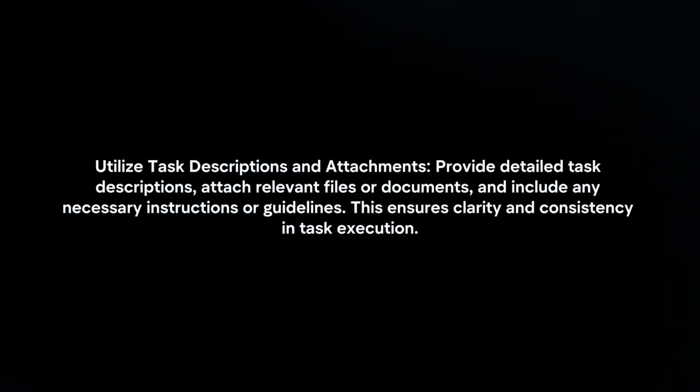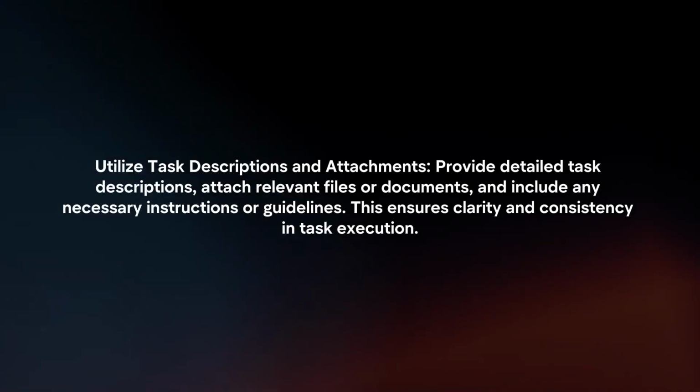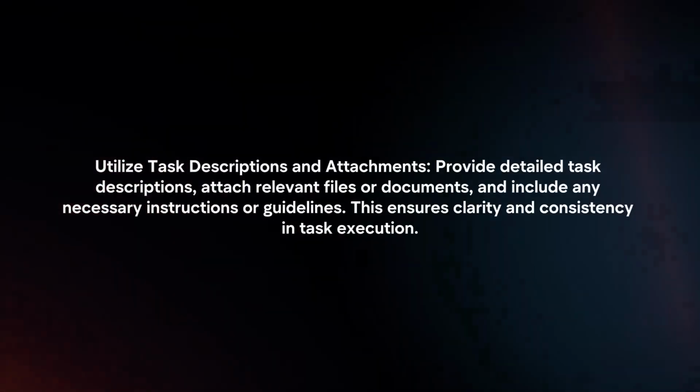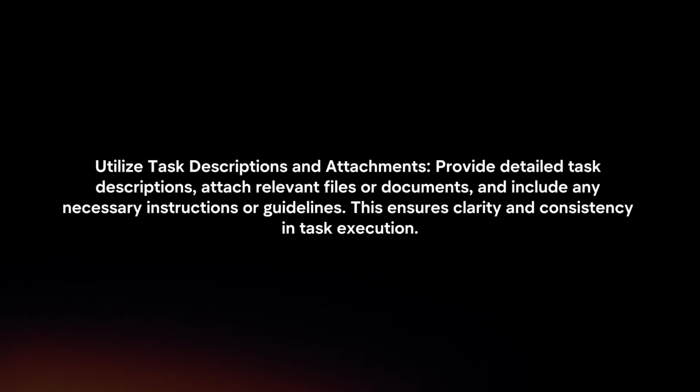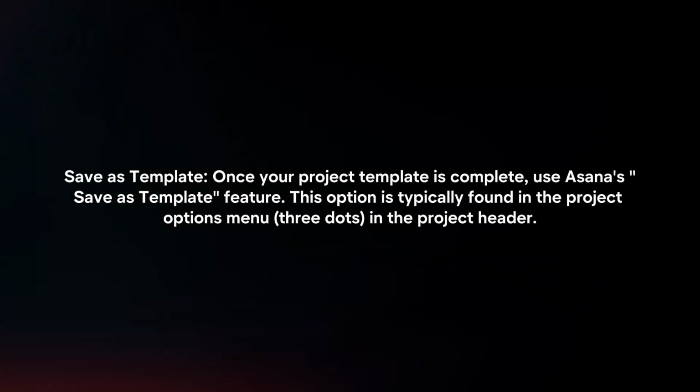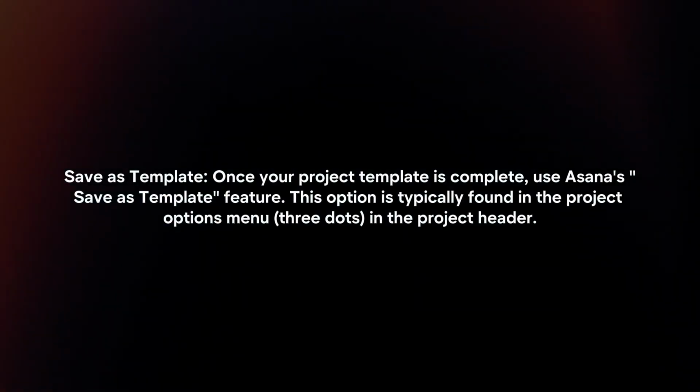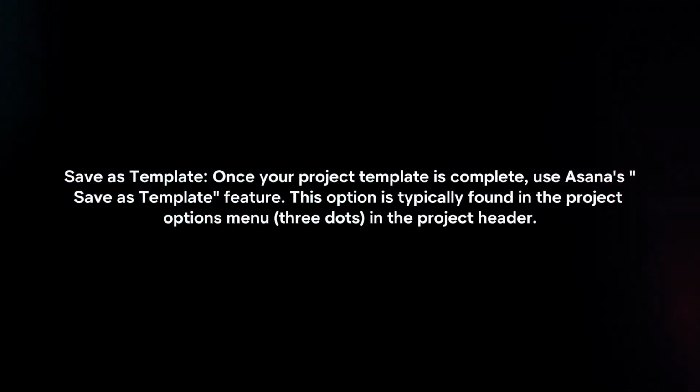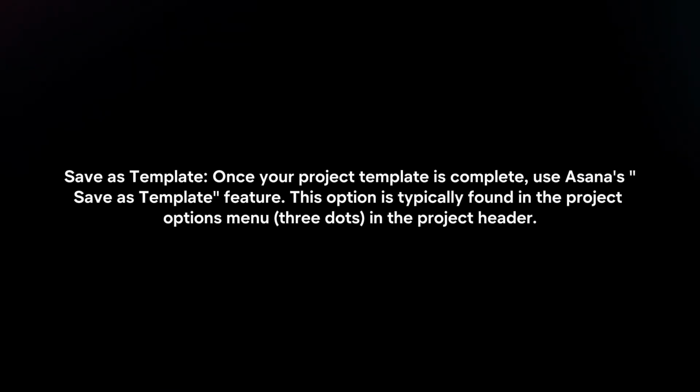Utilize task descriptions and attachments. Provide detailed task descriptions, attach relevant files or documents, and include any necessary instructions or guidelines. This ensures clarity and consistency in task execution. Save as template. Once your project template is complete, use Asana's Save as Template feature. This option is typically found in the Project Options menu in the project header.